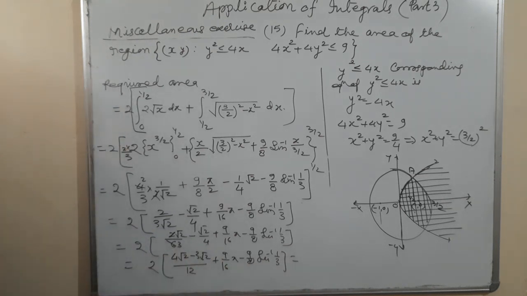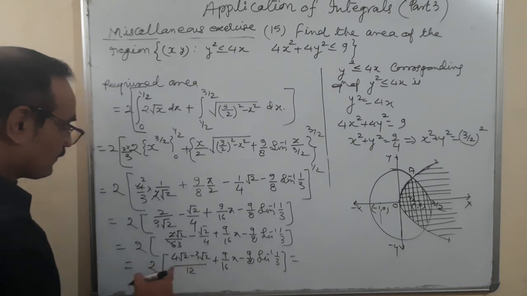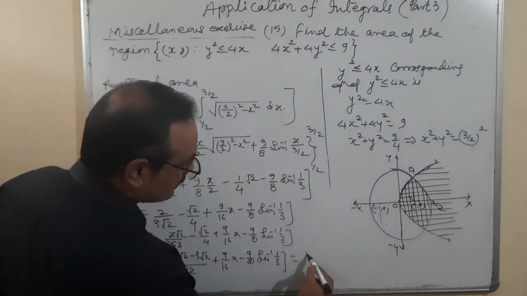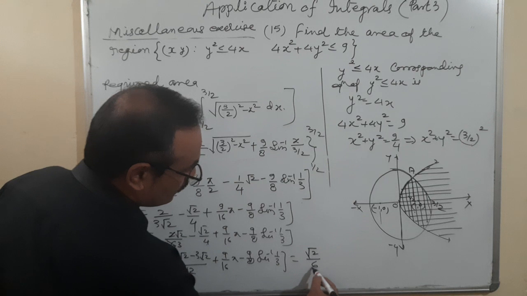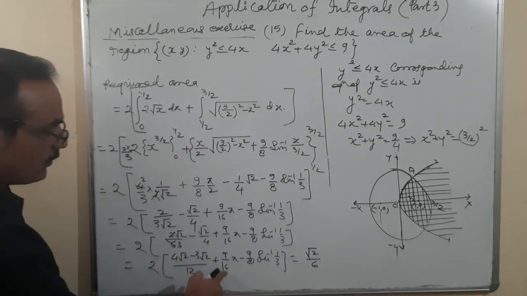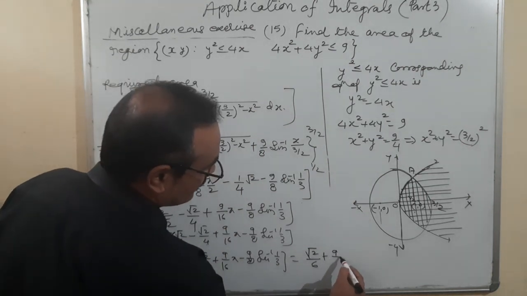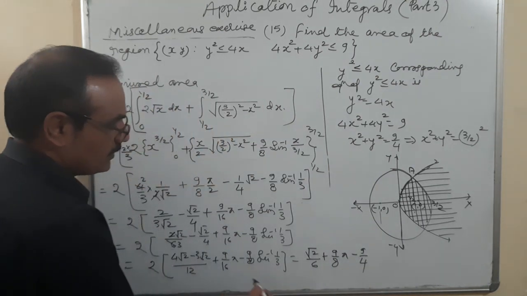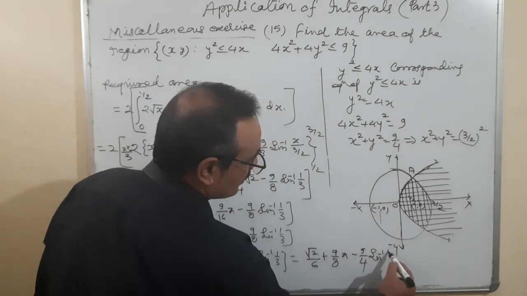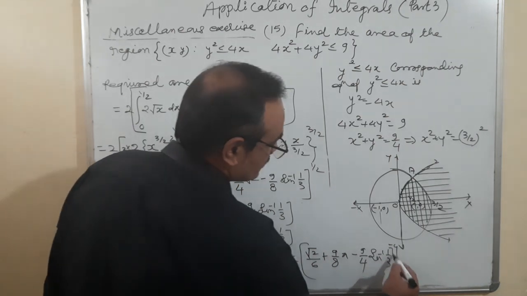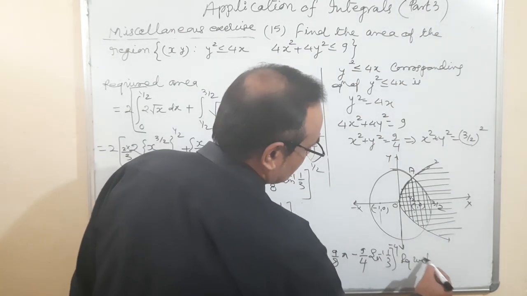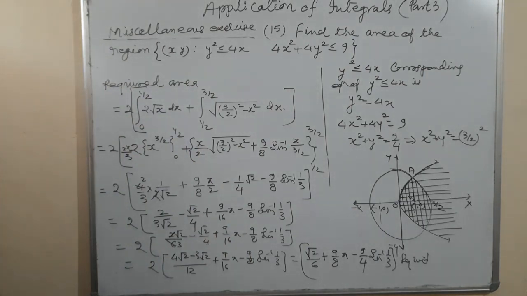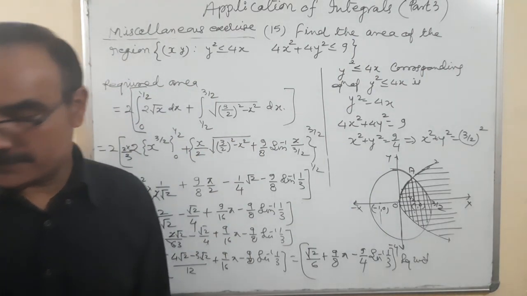And now multiply 2 inside. So it is 4 root 2 minus 3 root 2, only root 2. Root 2 upon 6, 1 plus 9 upon 8 pi and minus 9 upon 4 sine inverse 1 by 3. Okay, square unit. So this is the area of the sports. Clear?